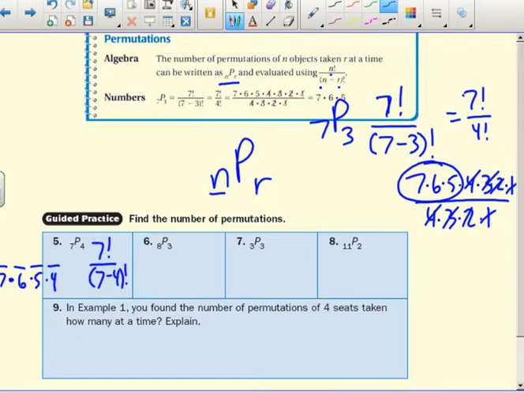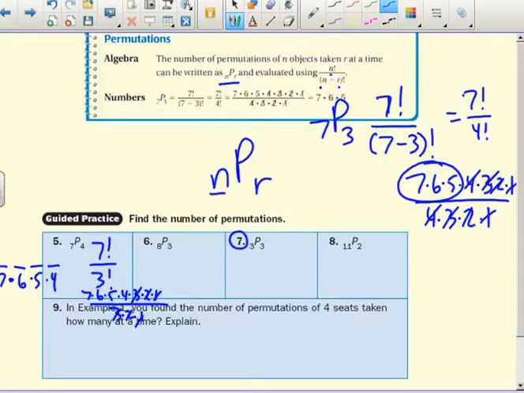So that would be 7 minus 4, that becomes 3. On the top you would have 7 times 6 times 5 times 4 times 3 times 2 times 1. On the bottom, 3 times 2 times 1. The 3's, 2's, and 1's cancel. So you're left with 7 times 6 times 5 times 4, and once you multiply, you have your answer. On certain calculators they actually have factorial buttons.